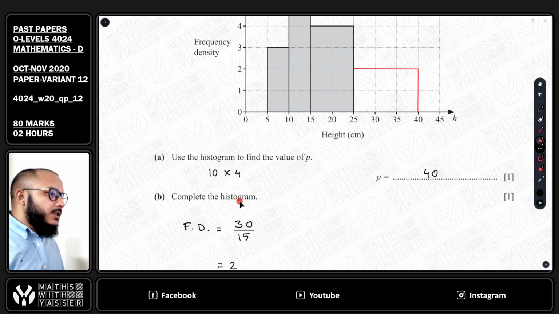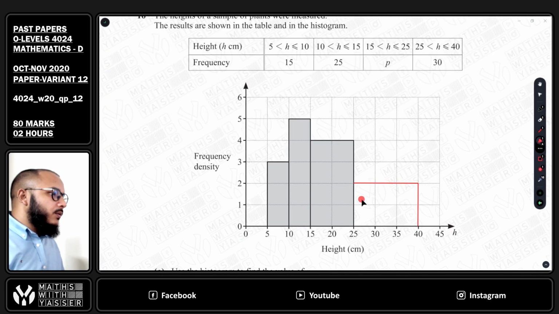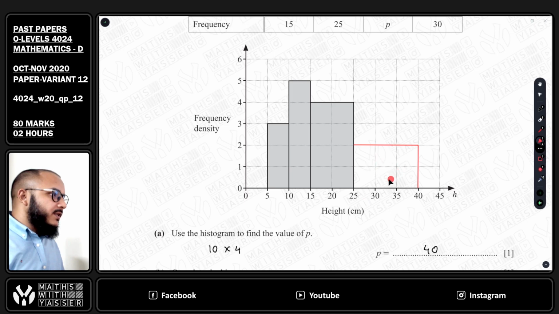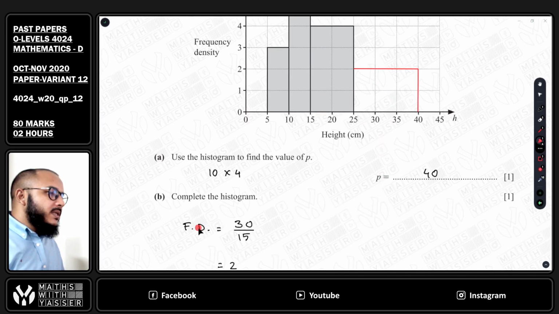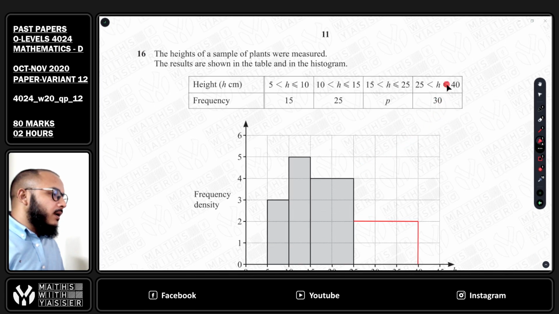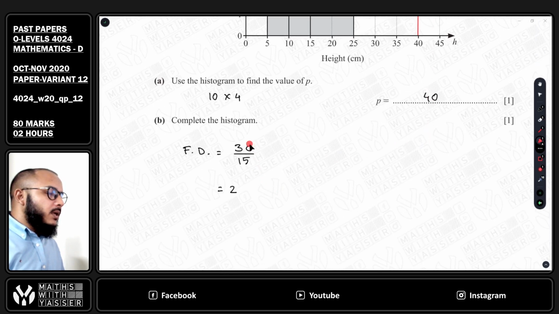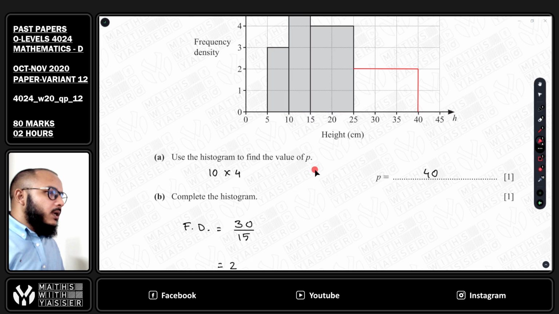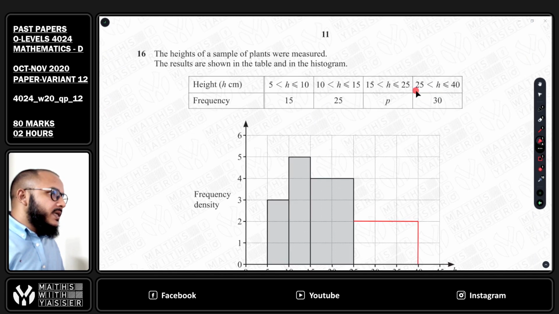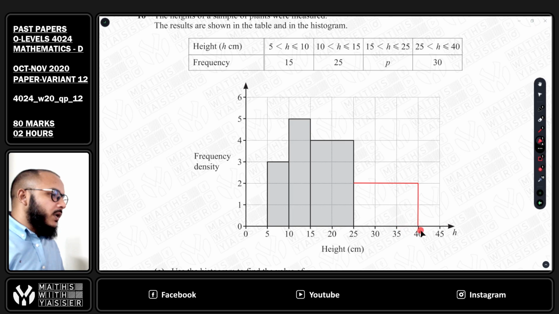Now we need to complete the histogram. The missing bar is over here. Since this is a frequency density graph, we need to find the frequency density. Frequency density is frequency over class width. This is the frequency, and the class width is 40 minus 25, which is 15. So that will be 30 over 15. Hence, the frequency density is 2. Now we can complete the histogram. Between 25 and 40, the height of the bar should be 2.